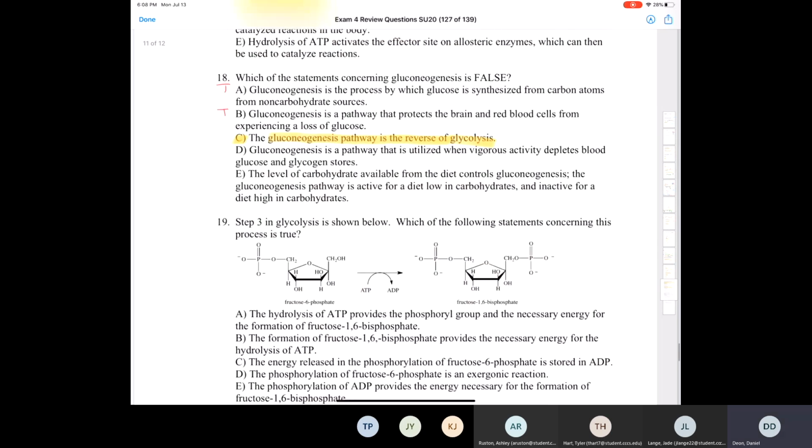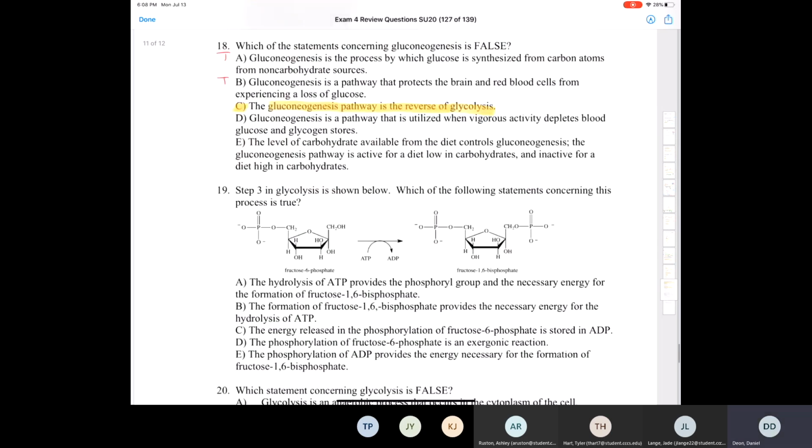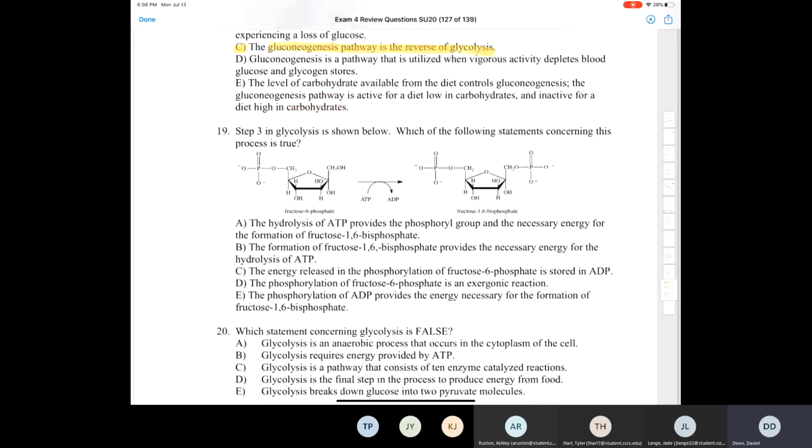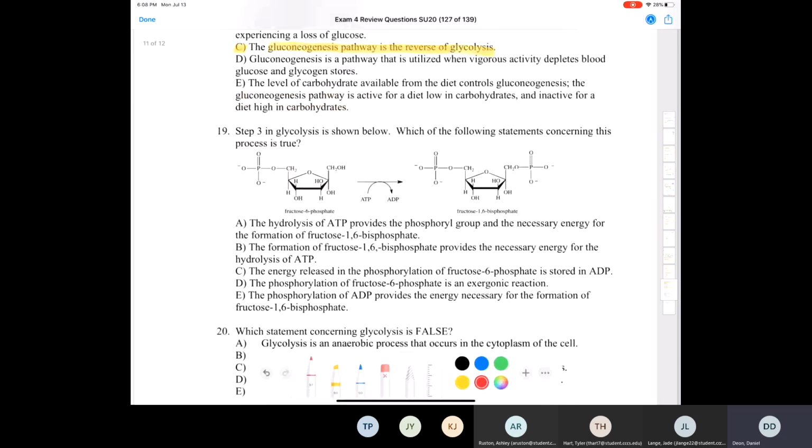Let's move on to question number 19. Step 3 in glycolysis is shown here. We have F6P, which is fructose 6-phosphate. It takes an inorganic phosphate from ATP, transfers it to make F16BP, so fructose 1,6-bisphosphate. Now we have 2 phosphates, and in the process, we make good old ADP. Who could tell me which one of these is the true statement? A, B, C, D, or E?